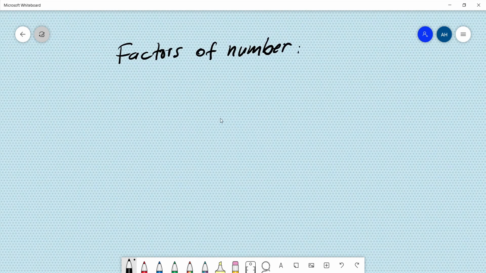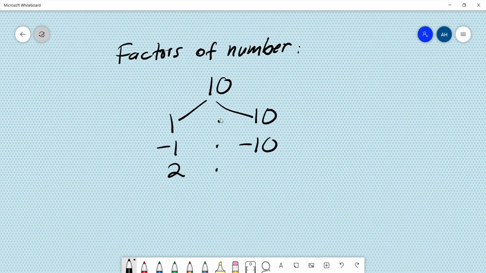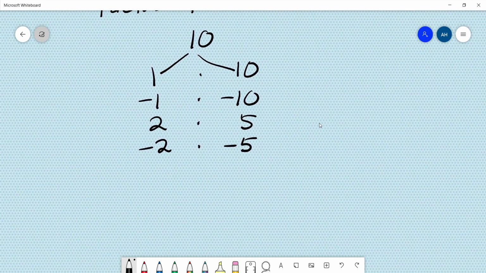For example, number 10. 10 can be written as 1 times 10. We have negative 1 multiplied by negative 10. We can also multiply 2 by 5, also we get 10. We can also multiply negative 2 by negative 5, also we get 10.